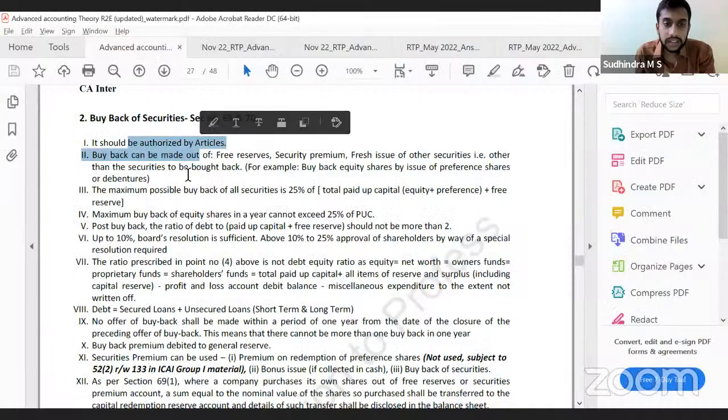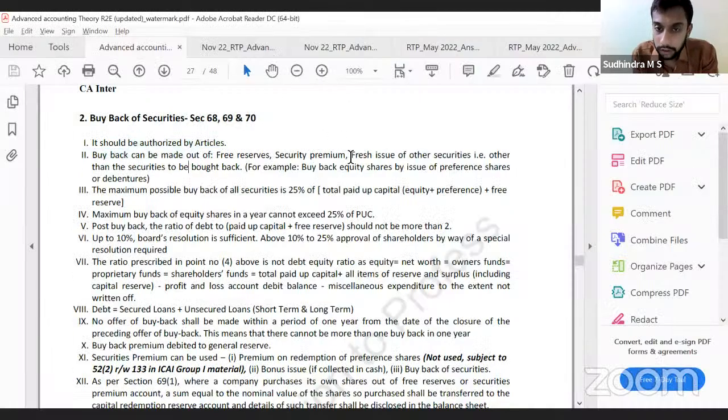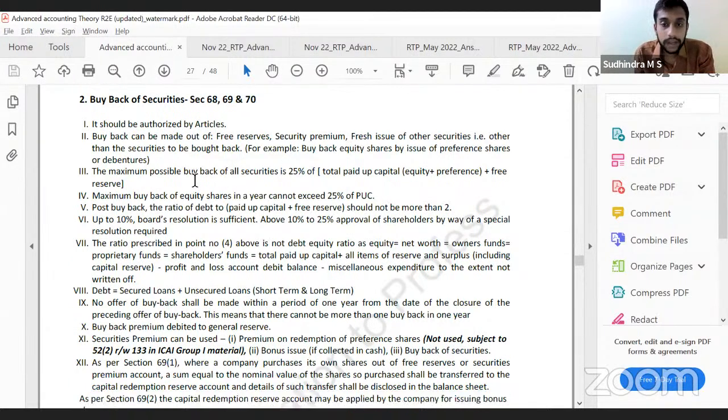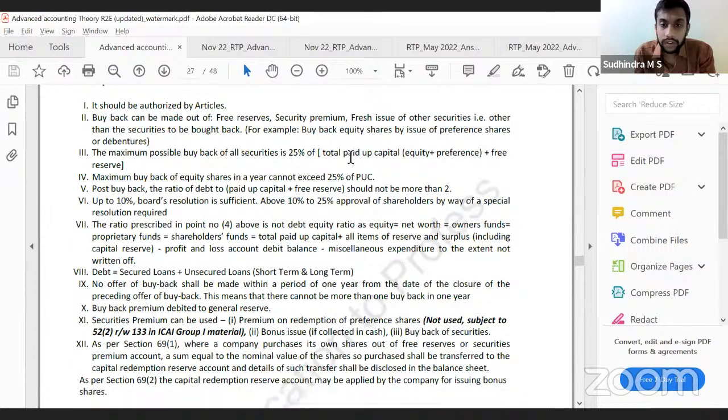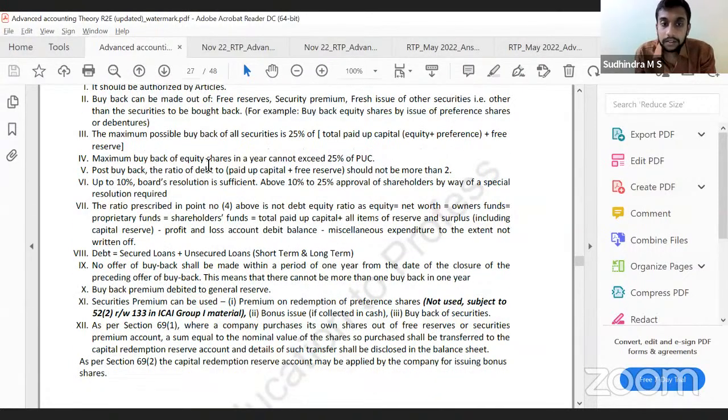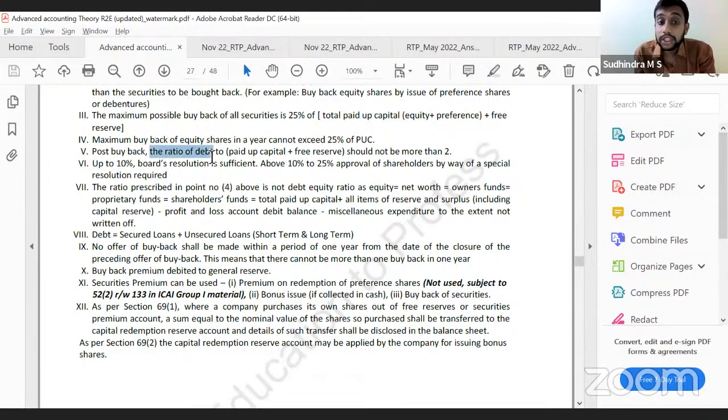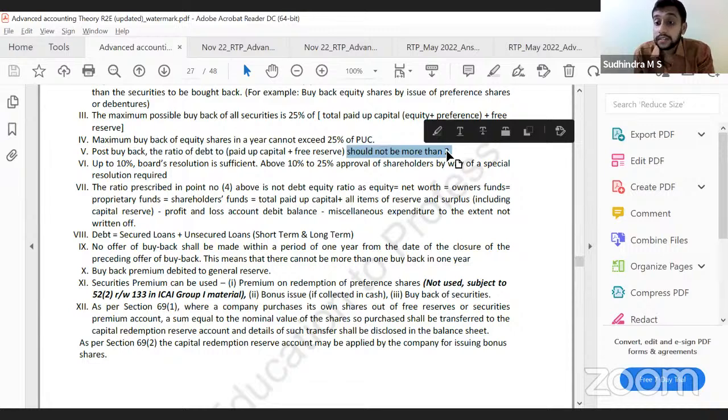We'll quickly look into whether we have missed any of the points. Authorized by articles. Buyback can be out of free reserve, securities premium, or fresh issue of other securities other than the securities to be bought back. Maximum possible buyback is 25% of PUC plus FR. Maximum buyback is 25% of outstanding shares. Post buyback, the ratio of debt to PUC plus FR should not be more than 2. Yes, this debt equity ratio test is post buyback; it has to be satisfied after the buyback.